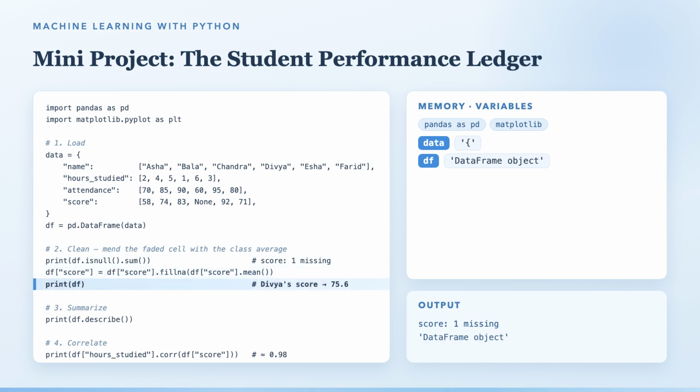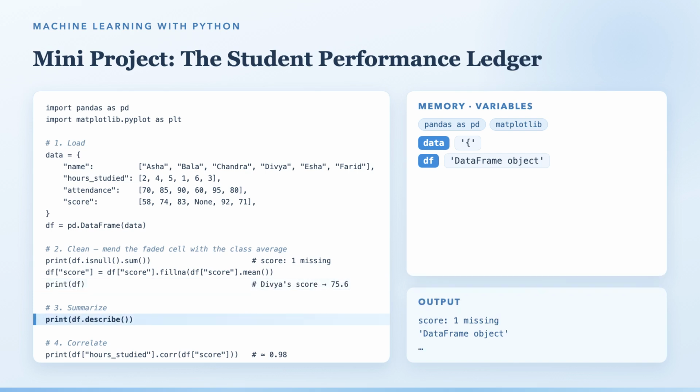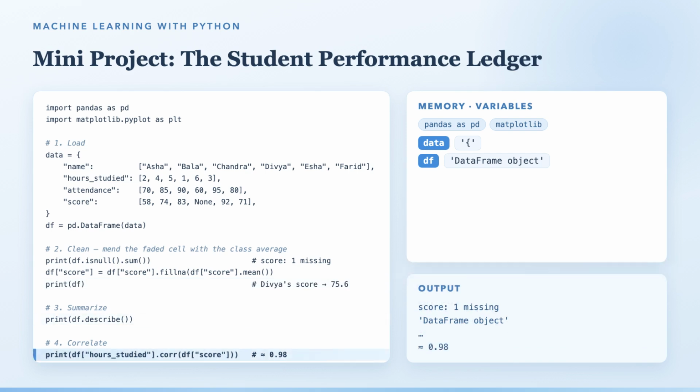First, we import pandas as pd and matplotlib.pyplot as plt. We build a dictionary called data, holding name, hours studied, attendance, and score, and notice one score is None, missing. Passing data to pd.DataFrame gives us df. Step 2. Cleaning. df.isnull().sum() finds one missing score, and fillna gently replaces it with the mean of the score column, 75.6. Step 3. df.describe summarizes everything. Step 4. We call corr between hours studied and score, almost 0.98. And step 5. plt.scatter draws hours against scores. We add labels and a title, and plt.show reveals the rising path.